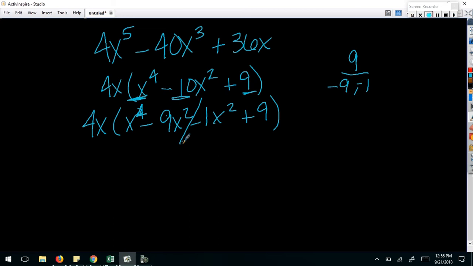Okay, look at the first two terms. Got it. GCF, what is it? Wait, why is it 4? It's a 4 too. X squared, it's x squared on the first two.